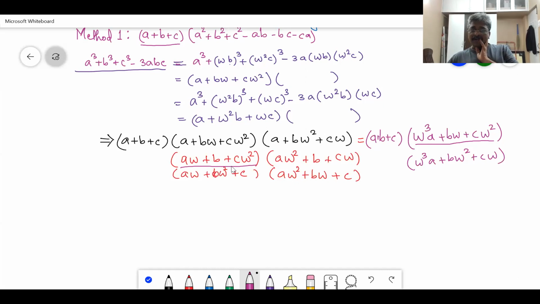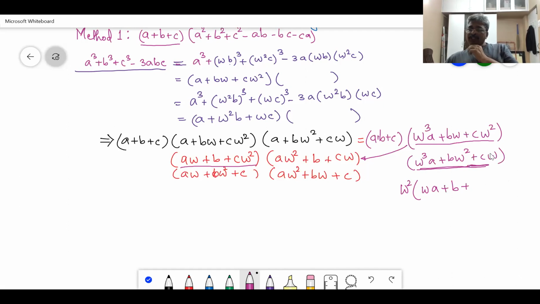Right. By taking out omega common, we get this factor, omega square a plus b plus c, right? And now if we take omega square out from this factor, then what will happen? Omega square inside the bracket, a omega plus b plus c omega square.